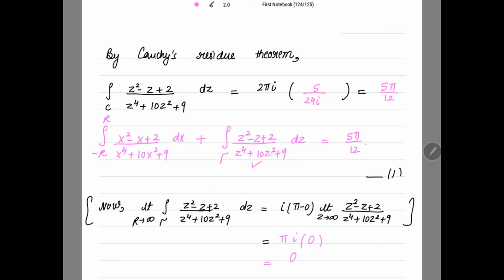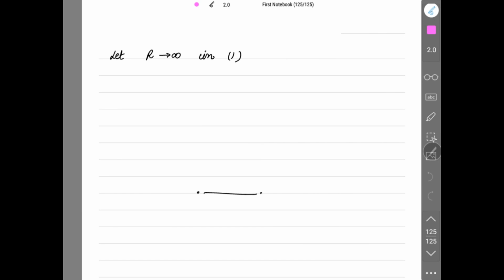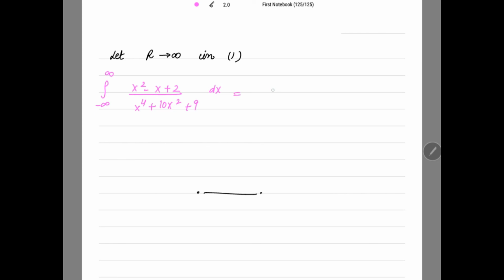Putting this in here, and because I need minus infinity to infinity, I'm going to let R tend to infinity in 1. So let R tend to infinity in 1, we get the integration from minus infinity to infinity of x square minus x plus 2 over x to the power 4 plus 10x square plus 9 dx equal to 5 pi over 12, which is the required solution, which we had to prove, right? So here end these two expected examples, which are very important.